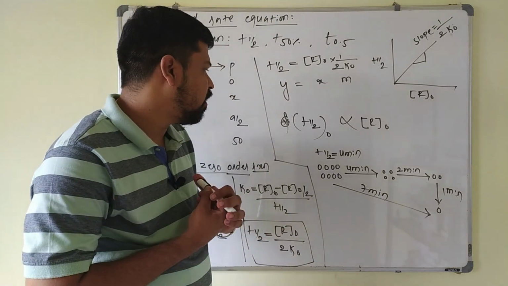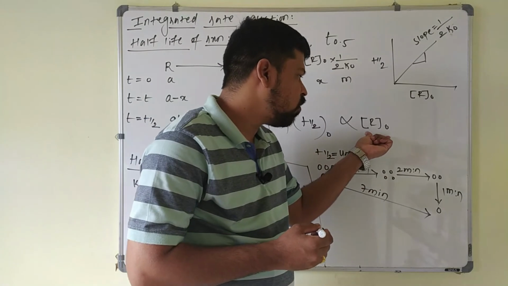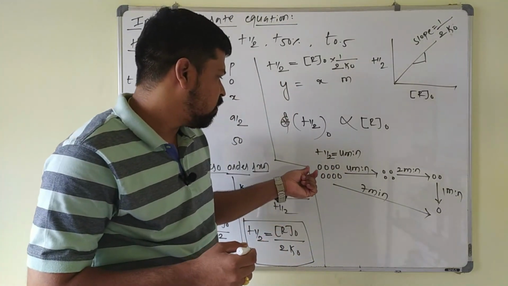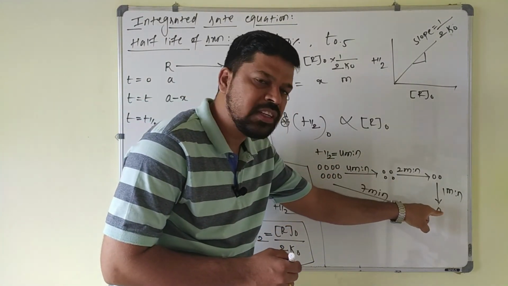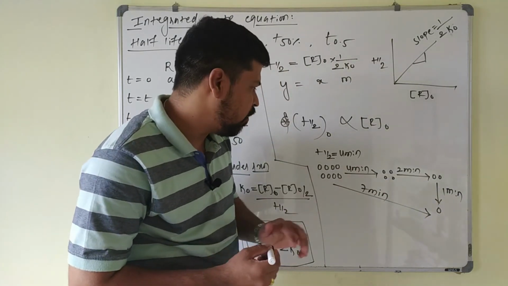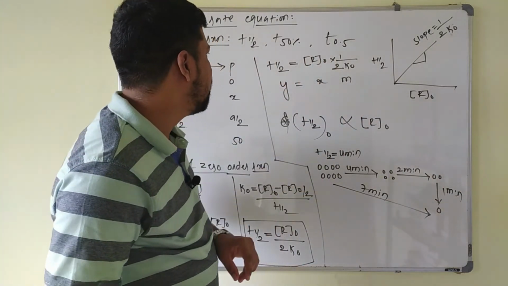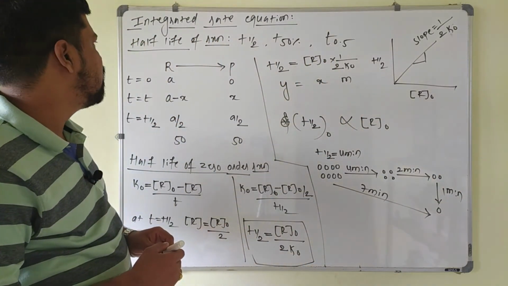So one point you have to remember here, the half-life of the zero order reaction is directly proportional to initial concentration. As the initial concentration value changes, this half-life time is also reduced to half of its value. Here 4 minutes is required, then 2 minutes and 1 minute. So this is the hint for half-life of zero order reaction.